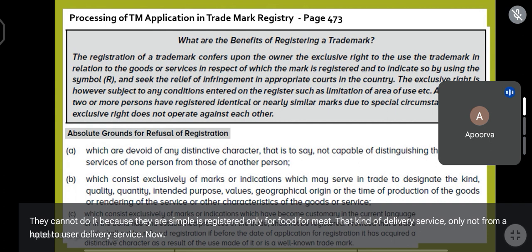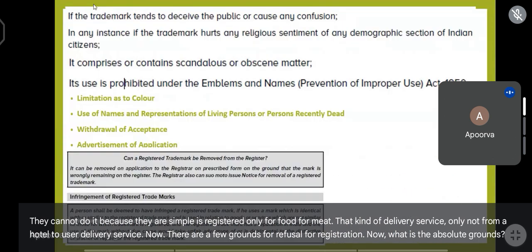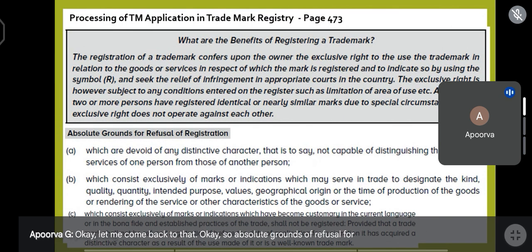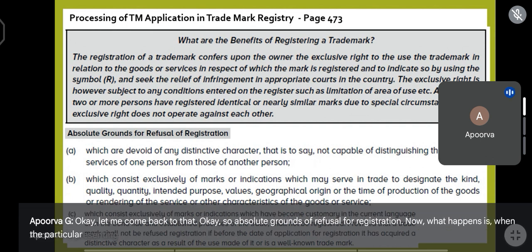Now, there are a few grounds for refusal of registration. Now, what are the absolute grounds? Grounds of refusal for registration. Now, what happens is, when will the particular registration not be accepted.